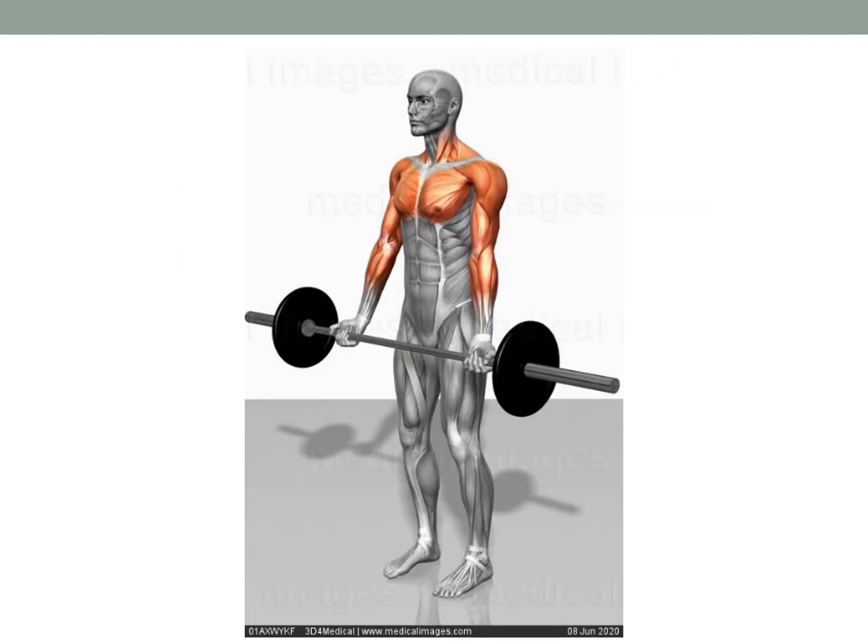So I also found another picture, and this is illustrating a barbell curl, and it is firing those muscles that we just talked about, which were the brachialis and the biceps brachii, which deal with flexion.